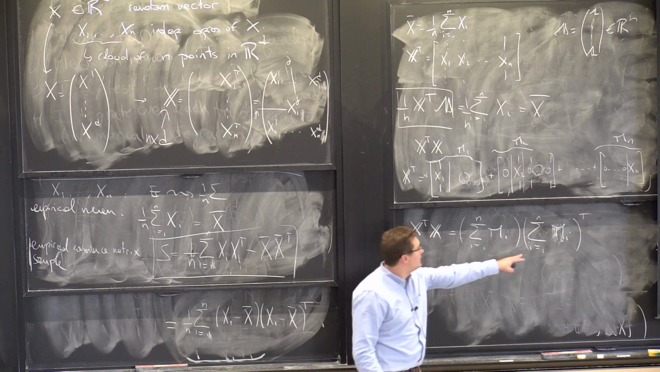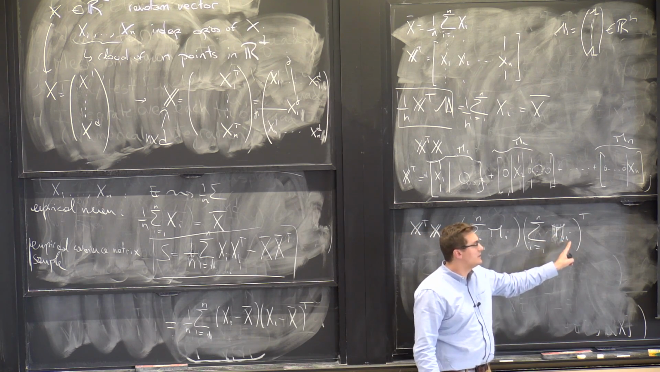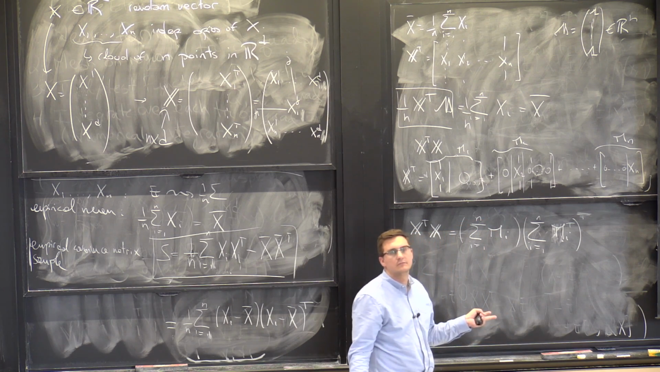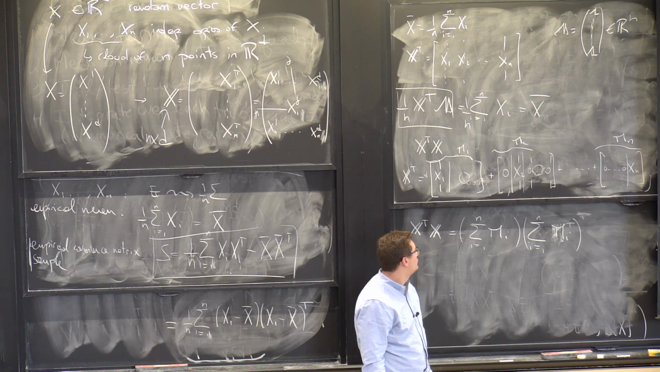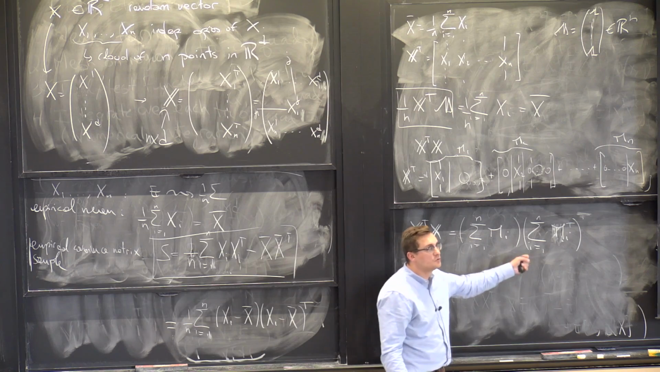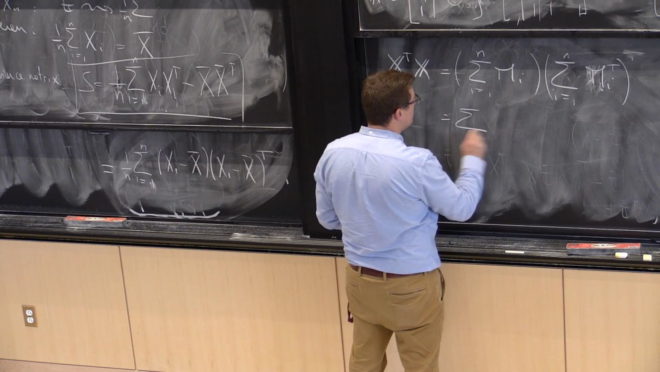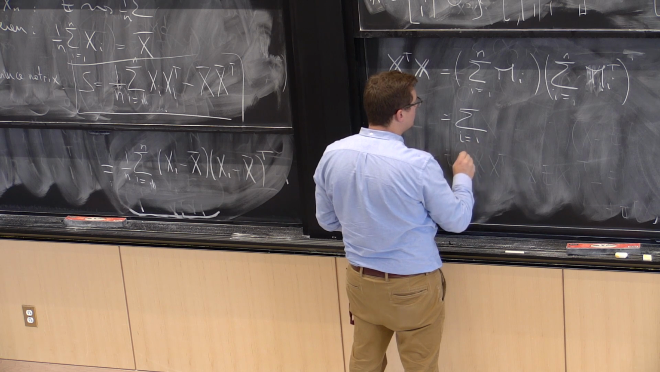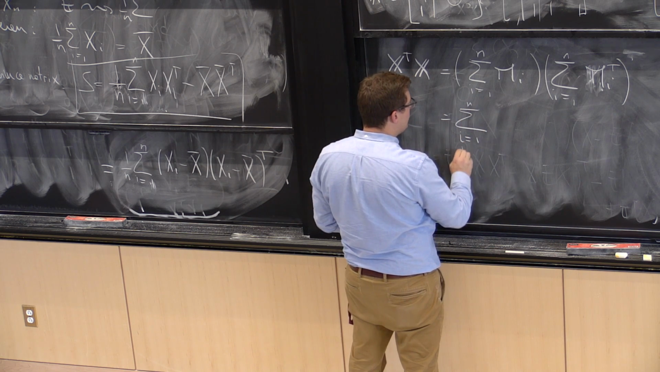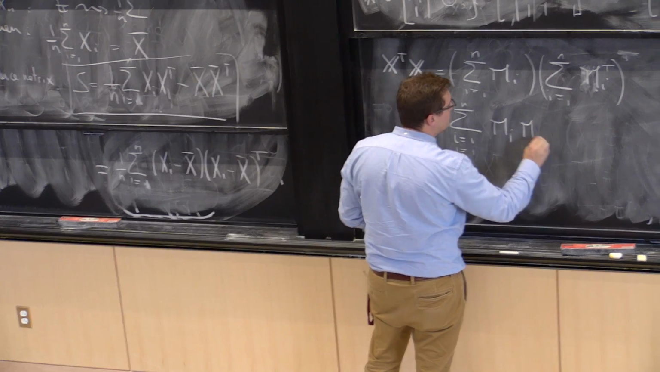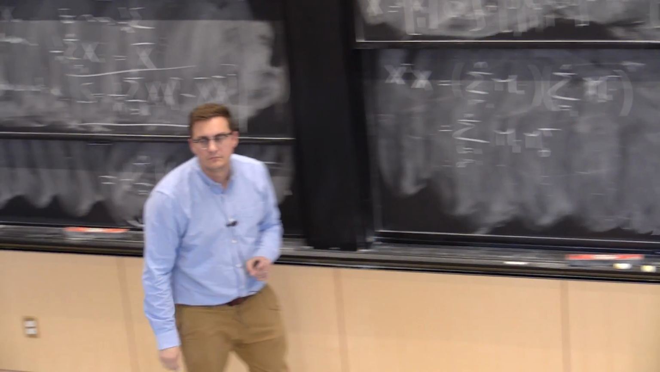Now, the transpose of the sum of the mi's is just the sum of each of the mi's transpose. Okay? So now I just have this product of two sums, so I'm just going to reindex the second one by j. So this is the sum for i equal 1 to n, j equal 1 to n of mi mj transpose. Okay?